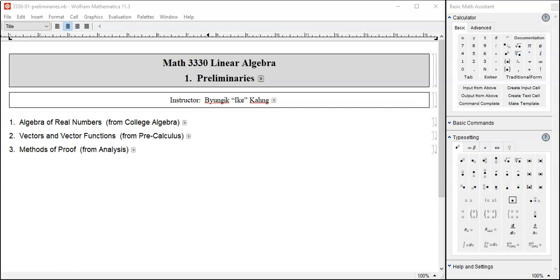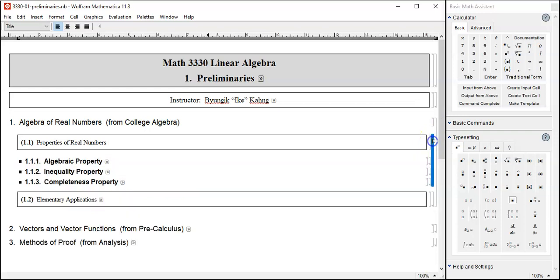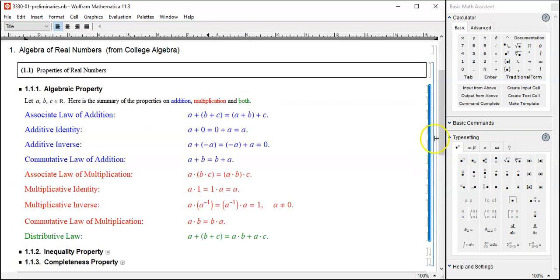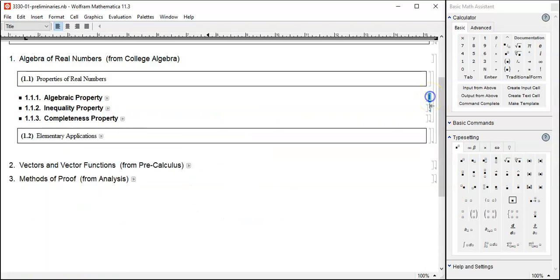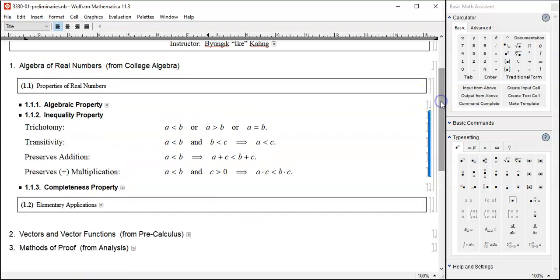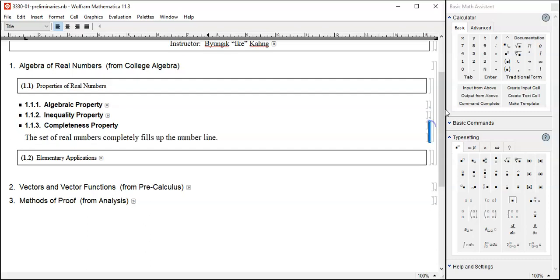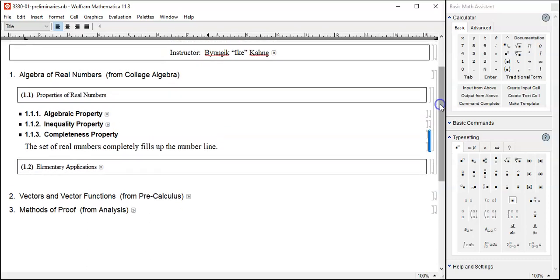This is the first lesson video of this course, so let's begin with the preliminaries. First, the absolute basic: the properties of real numbers. We have some algebraic properties like these, and inequality properties like these. Alright, all good. And third, the completeness property. The set of real numbers completely fills up the number line.